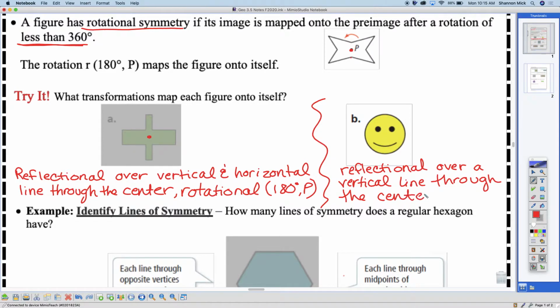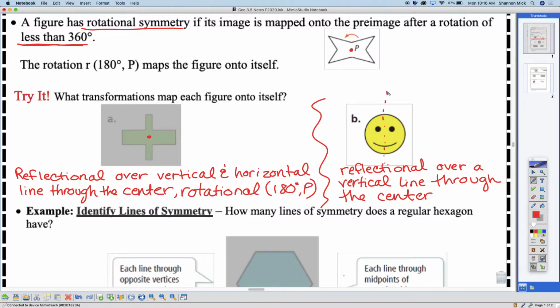If I drew this, I'm good, yes? But if I do horizontal, does that reflect itself? No. If I took the face off of it, could I do horizontal? Oh, I see, yeah. But with that face, I can only do vertical, right? What about rotational?